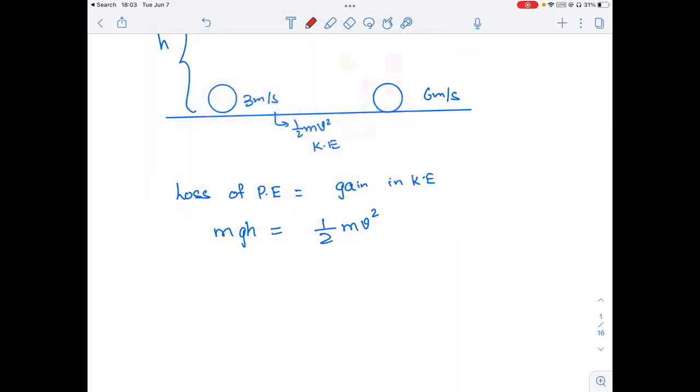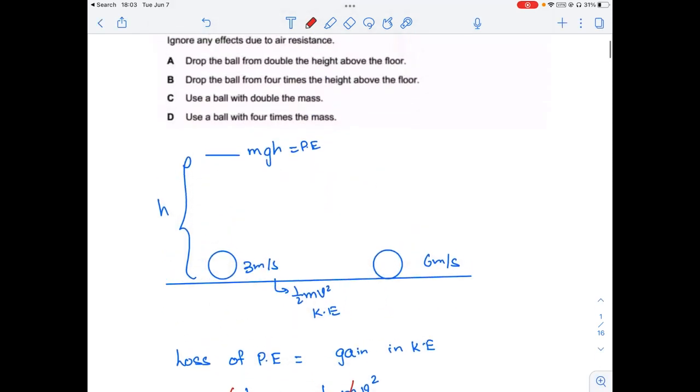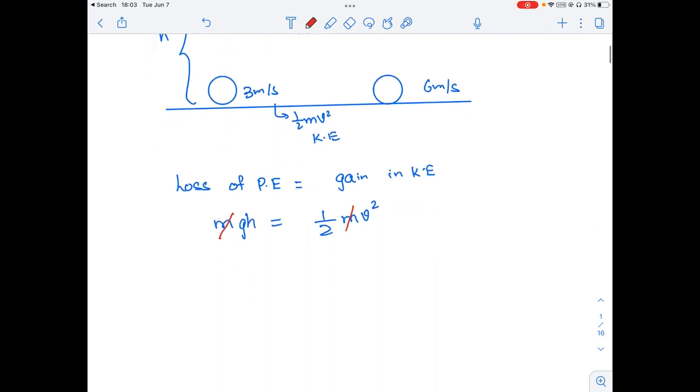So we can see that mass and mass get cancelled. Once mass cancels, we come to know that it is not depending on the mass. So use a ball with double the mass, use a ball with 4 times the mass, both are wrong. So it only depends upon the height. If we do the cross multiplication, v square is equal to 2gh. So we know that 2 is a constant, g is a constant, so v square is proportional to h.